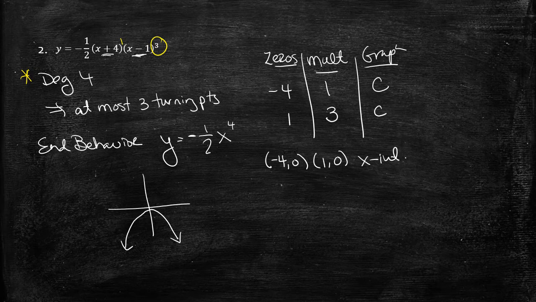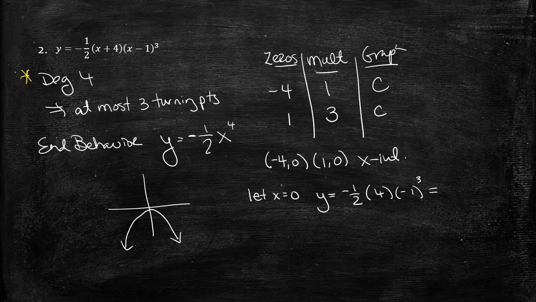The y-intercept, so let's plug in 0 to our function, see what we get back. So we're going to let x equal 0, then y will equal -1/2. 0 plus 4 is 4, 0 minus 1 is -1, and that's cubed. So -1 cubed is -1 times -1/2, so those negatives will cancel. So we have 1/2 times 4, or 2. So (0, 2) is the y-intercept.